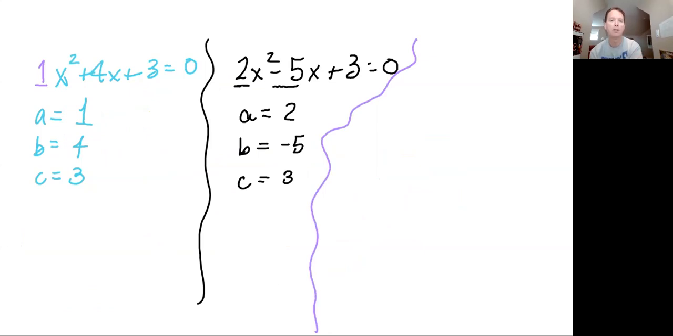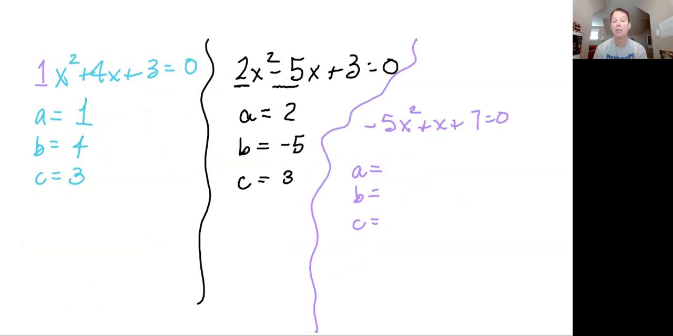And this one is going to look like minus 5x squared plus x plus 7 equals 0. Remember what A equals, B equals, and C equals.